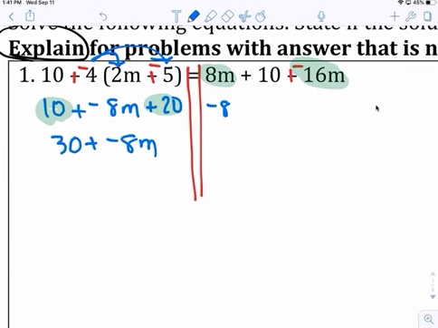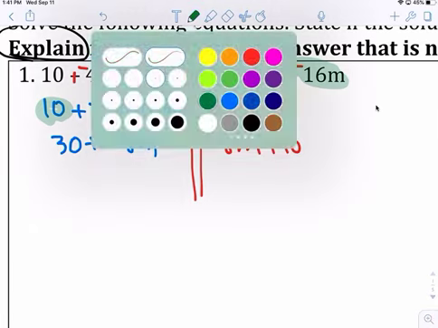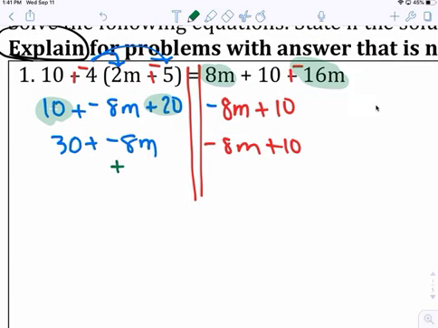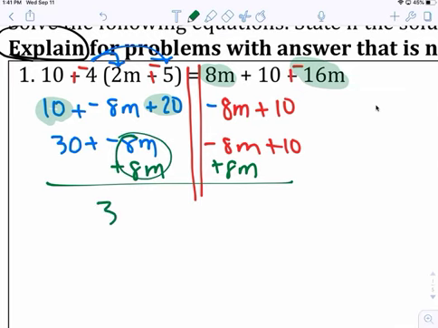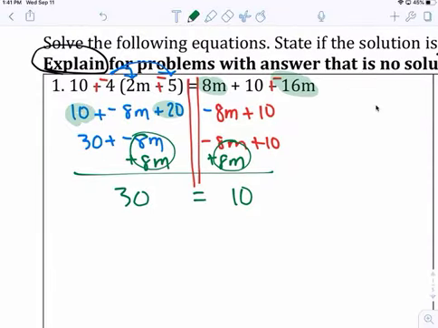So we'll just do it in red, okay? Red side: negative 8m plus the 10. Then you make zeros. It's easiest to make zeros to the one with the variable. So add 8m, add 8m, 0 there, 30 equals 10. This is no solution.